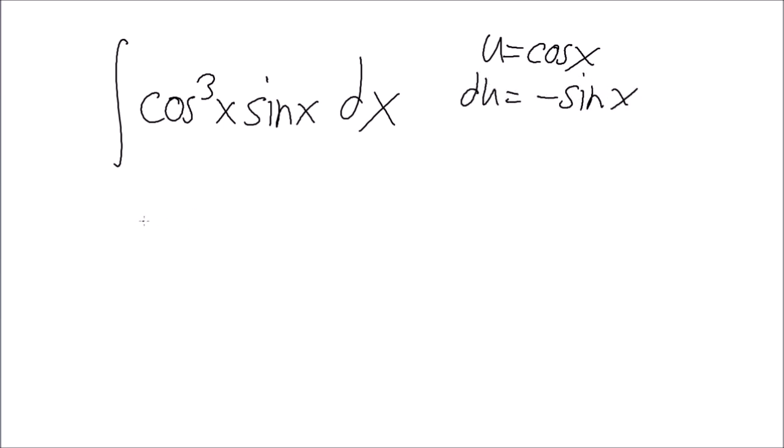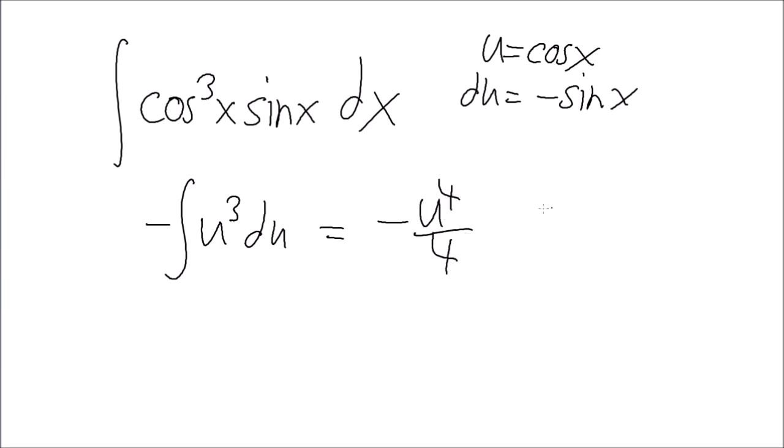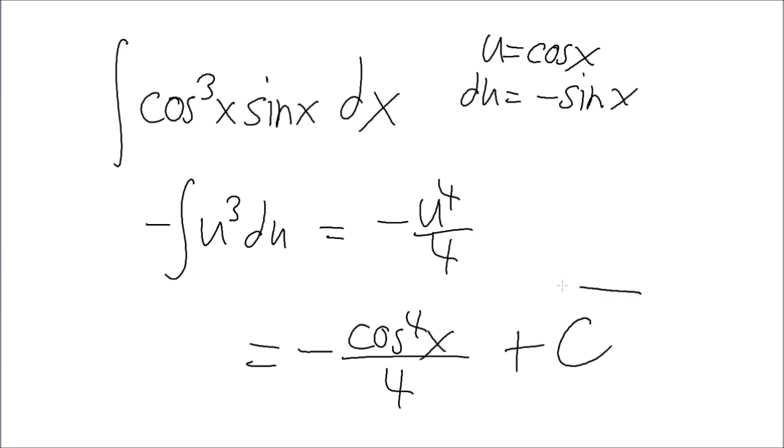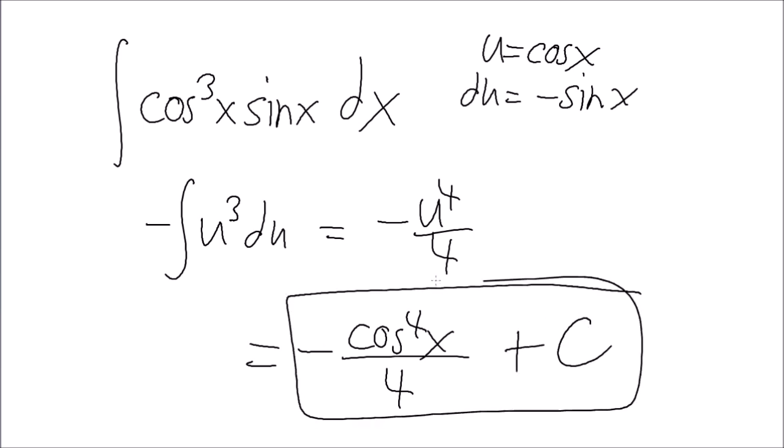Now what we have here is negative u cubed. So now this is negative u to the 4 over 4. So now this is negative cosine to the power of 4 all over 4. And we got that answer. Okay. Let's keep going.